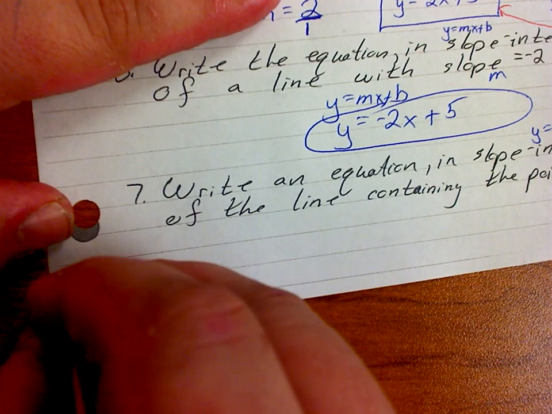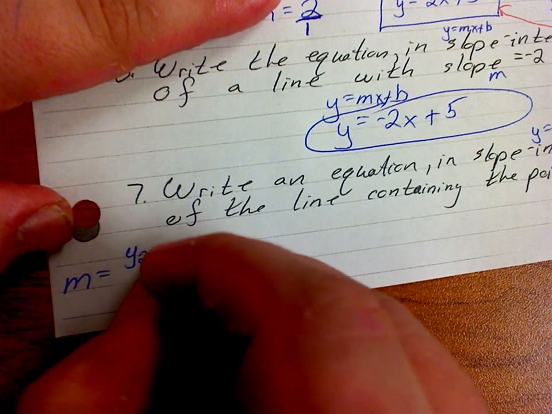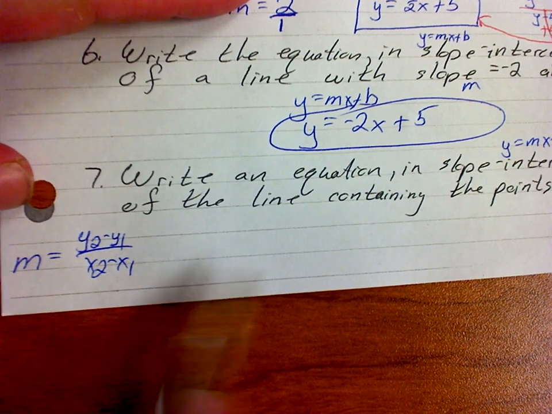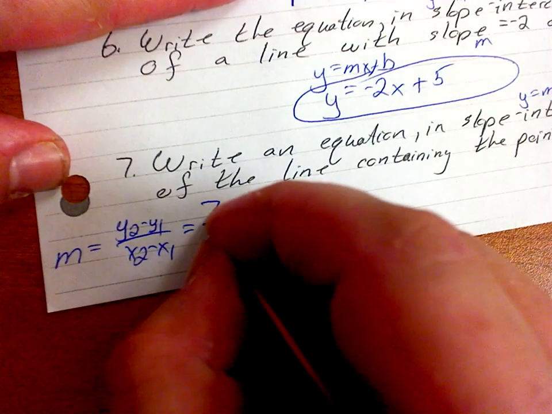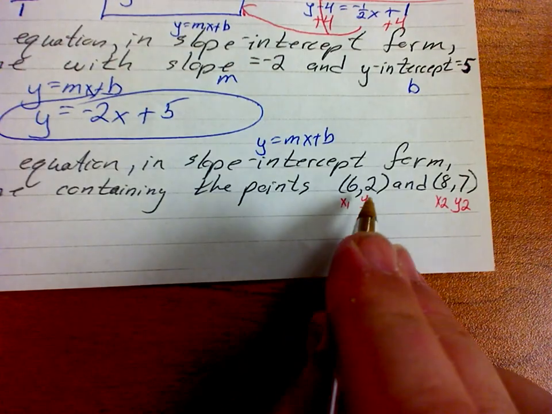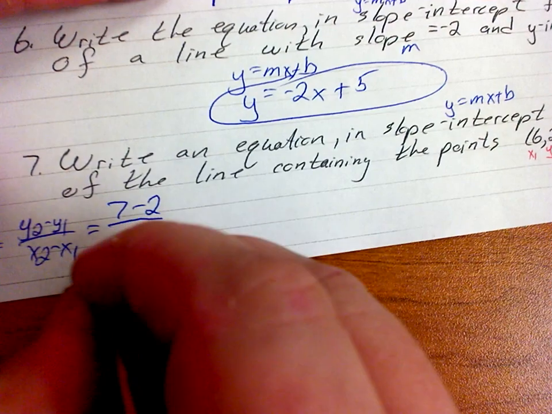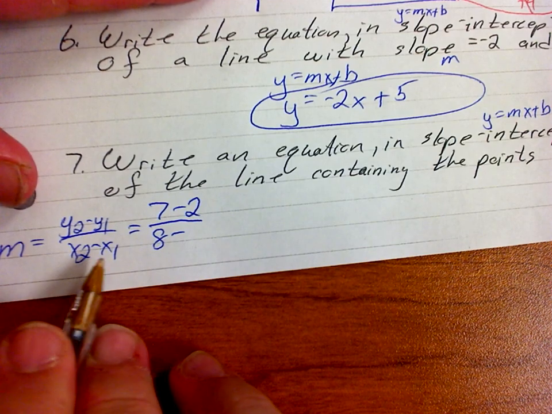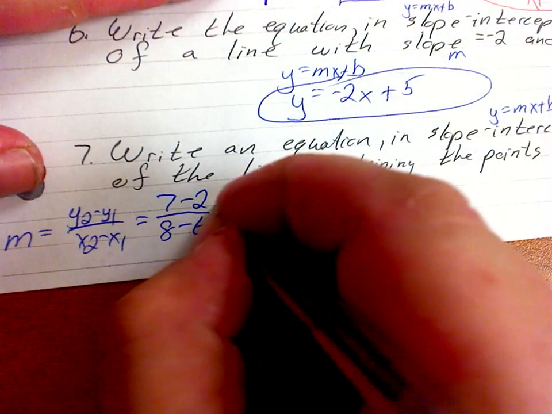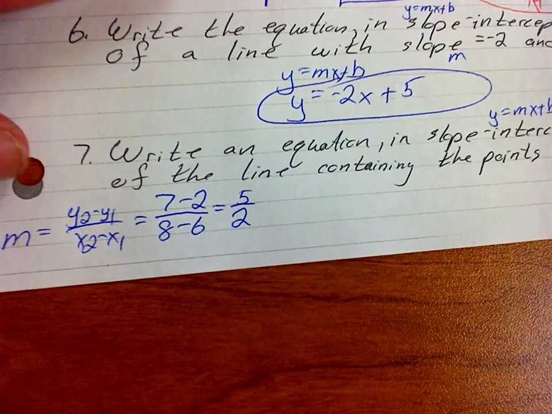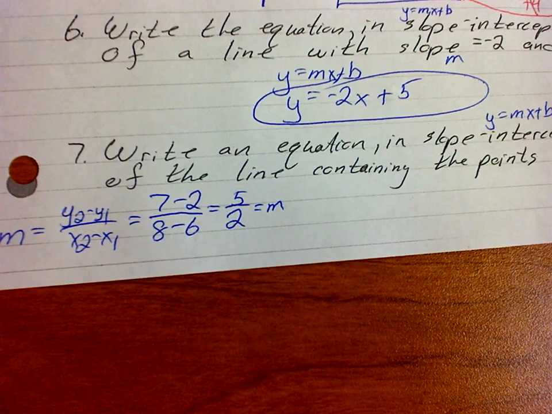I'm going to write this way over here. Once again, slope, remember, is y sub 2 minus y sub 1 over x sub 2 minus x sub 1. All right? So let's plug in what we know. The y sub 2 is 7 minus the y sub 1 is 2, all over my x sub 2, which is 8, minus my x sub 1, which is 6. Okay, so let's do those calculations here real quick. 7 minus 2 is 5, all over 8 minus 6, which is 2. And once again, that's my slope right there.